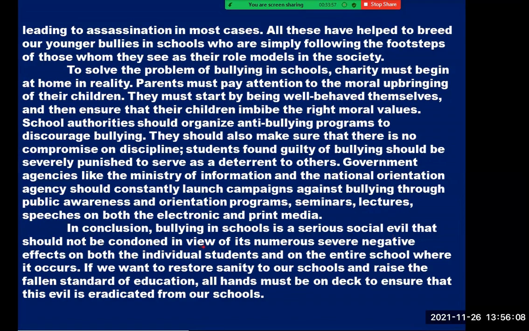So we choose to say, in conclusion, bullying in schools is a serious social evil that should not be condoned in view of its numerous severe negative effects on both the individual students and on the entire school where it occurs. You are re-emphasizing your thesis. You started by showing that this is a serious problem, and you are restating the fact that this is a very serious issue that needs action to be taken to put a stop to it.